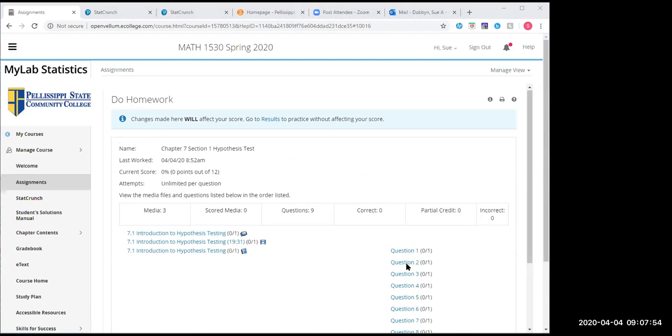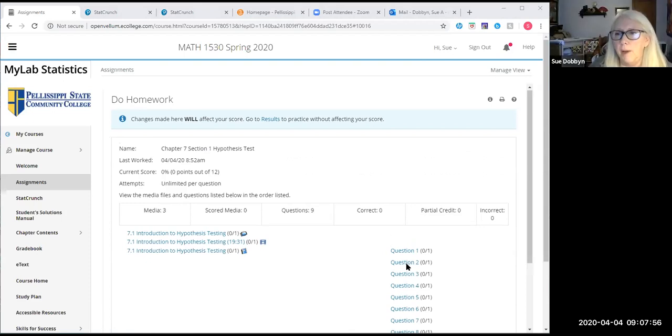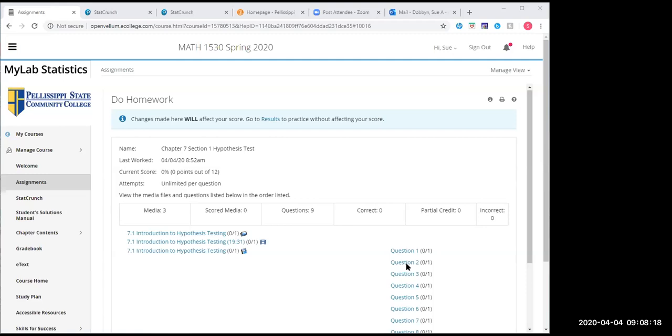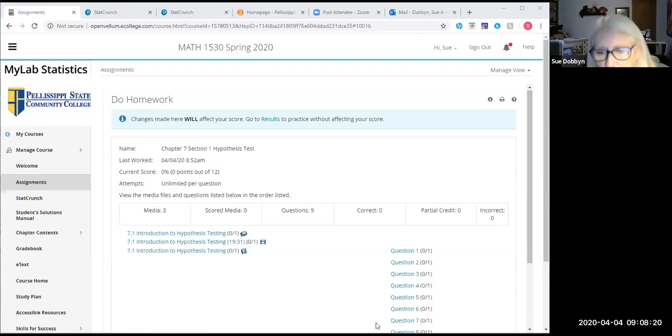All right, so you recall that what you have to do first is read the problem and then write symbolically what the claim says. So here is the symbolic representation of this claim. It says P, which is proportion, is less than 0.21. We're not seeing the question. You can't see this? Oh, well, that sucks.